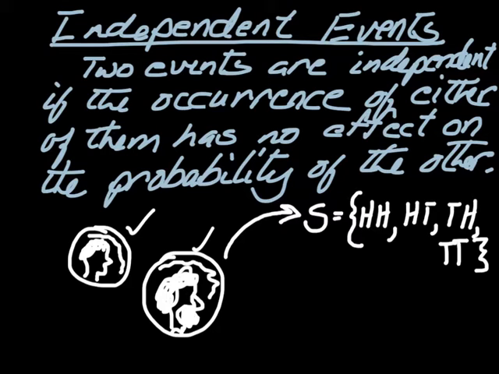I could get either a head and a head on the two coins, or a head and a tail, or a tail and a head, or two tails with both of the coins. So there are four total outcomes in this sample space. But the real question I want to answer is, what would be the probability of getting a tail and then a tail, let's say, of getting two tails on those coins?